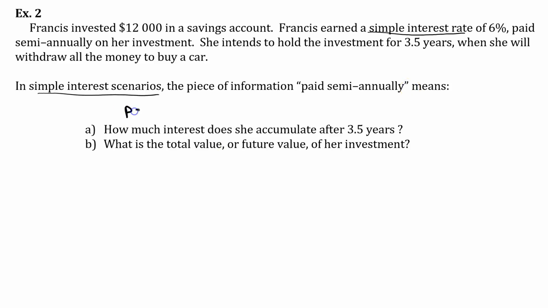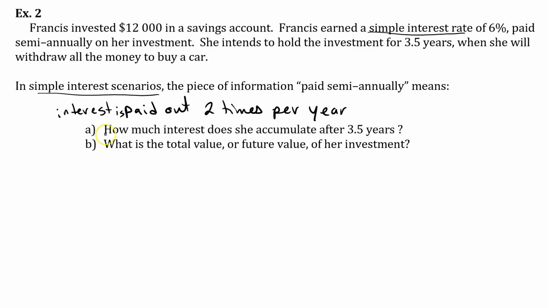Now, in simple interest scenarios, the piece of information that says paid semi-annually just means that it's paid out. And when I say it's paid out, I'm saying the interest. The interest is paid out 2 times per year. So semi-monthly would be 2 times a month. Semi-annually means 2 times a year.